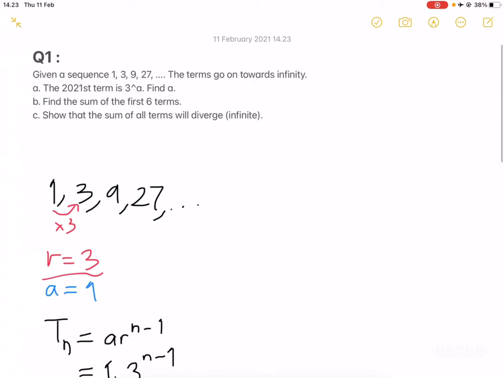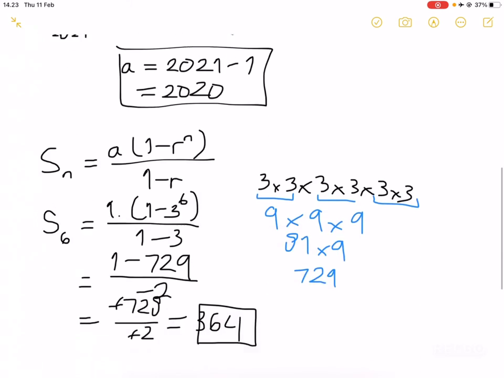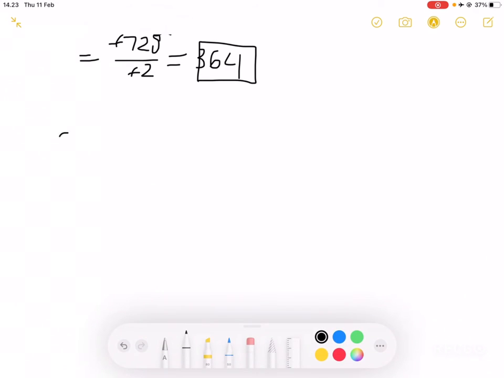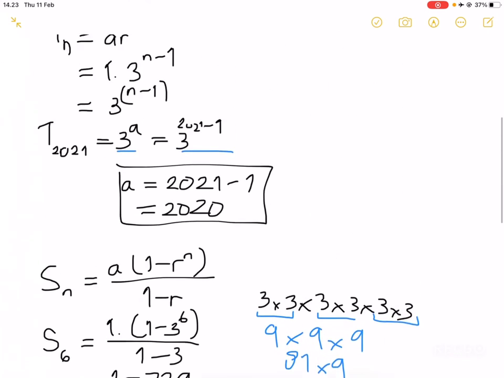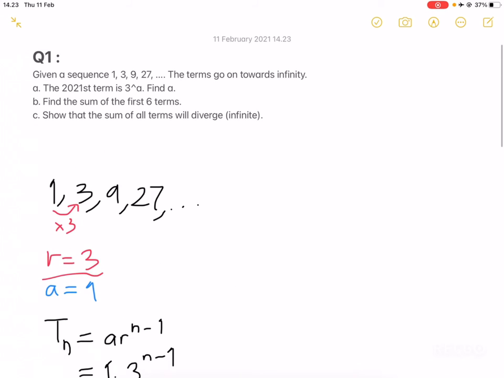And then for the last one, it's pretty easy to see. Remember the criteria for the sum of an infinite series: a over 1 minus r, if the absolute value of the ratio is less than 1. Here in this case, our r is 3. The absolute value of 3 is just 3. 3 is less than 1 is a contradiction, and therefore the sum of the infinite geometric sequence in this case will diverge. Alright, so that's it for the first example.